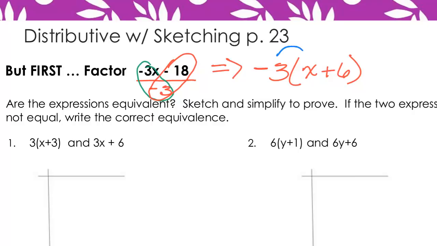Distribute back again the other way. So -3 times x is -3x. -3 times +6, -18. That's the same as what I had here. So I know that's correct. All right? Very important. You need to factor out a negative if it is first.